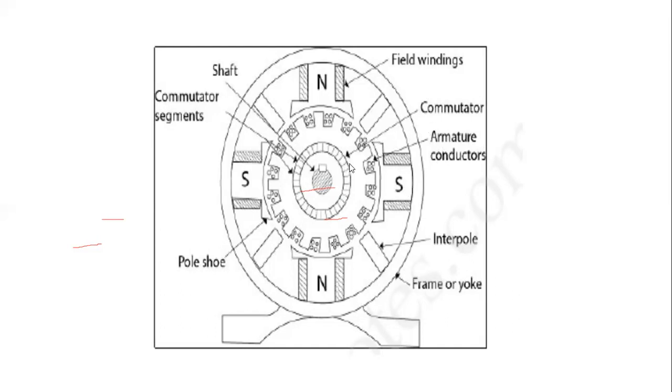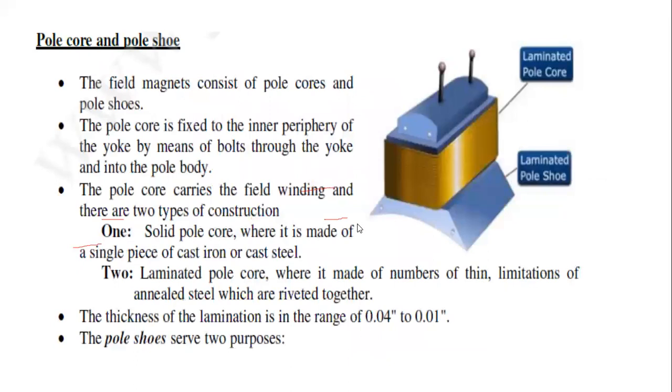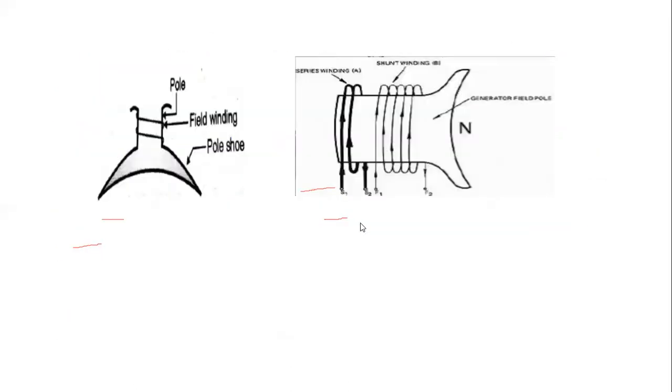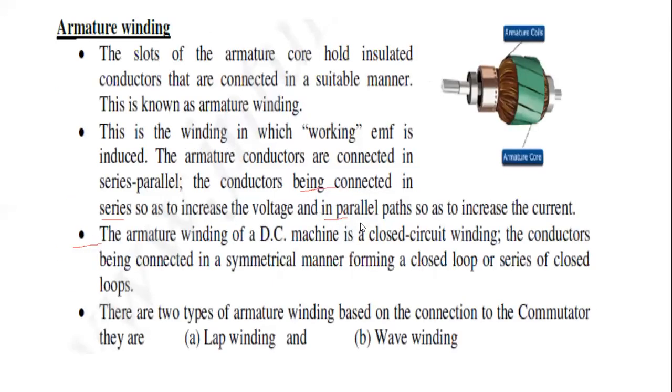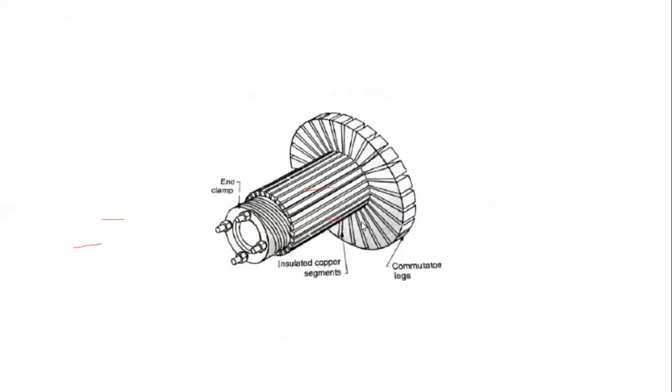Next one is the bearings. In small machines we use ball bearings, and for large machines we use roller bearings. These are the various constructional parts of a DC machine, that means both for the motor and the generator. Understand?